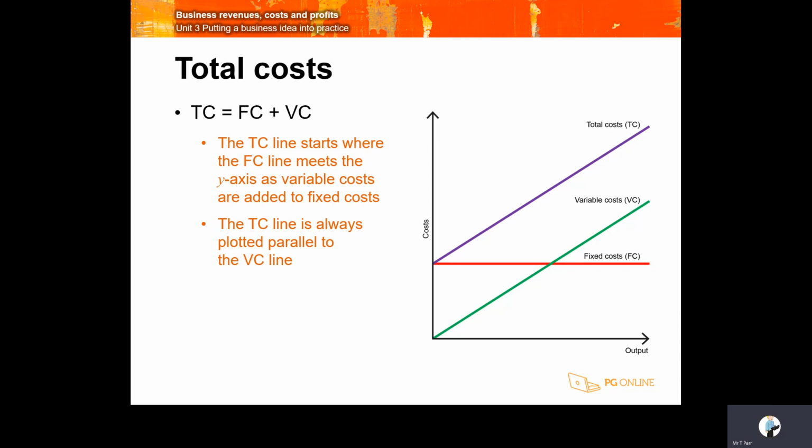Okay, basically they run the same gradient as variable costs, but they start at our fixed costs, because our fixed costs are always going to be the same even if we produce 0. Okay, so the total cost line is always parallel to the variable cost line. It's always good to use different colors to show this.